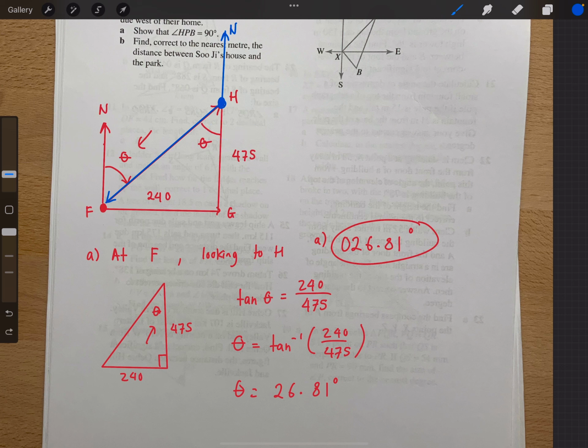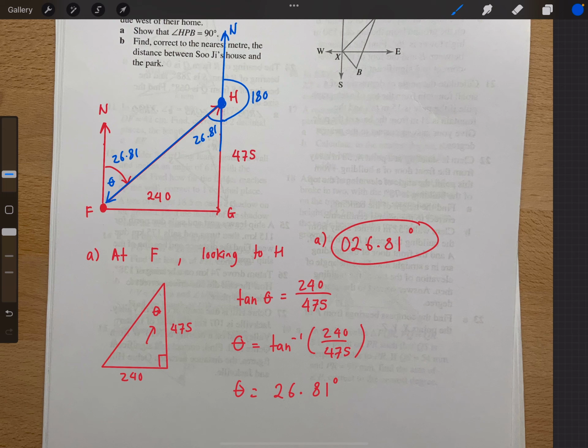Now we know that this angle here, I'm going to color this in blue, is theta. Let me just rub this out. This is theta, and this is 26.81, which means that this angle here will also be 26.81. So what's the true bearing? We go from here all the way to here. If you hit this point, that's 180 degrees, right? 180 degrees plus 26.81, and we can find out what that whole angle is.